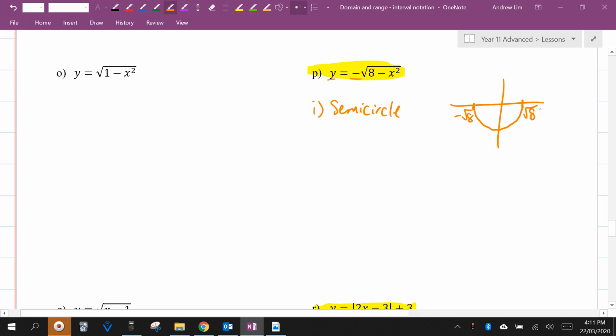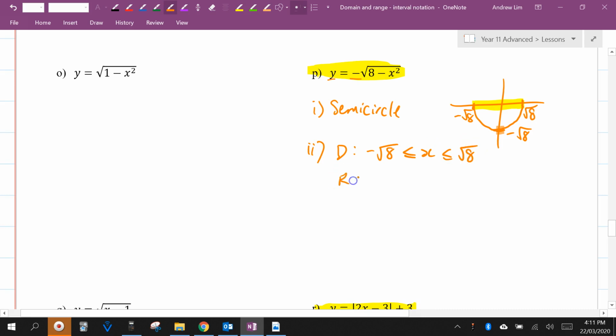I can simplify it, I'm just not going to do it today, because I'm not testing your ability to simplify surds, I'm testing your ability to graph them. So, what is the range? Oh, sorry, what is the domain? The domain is from here to here. So I should also put this one in here: negative root 8. So the domain is negative root 8 less than or equal to x, which is less than or equal to positive root 8.